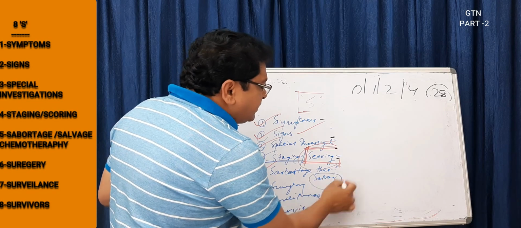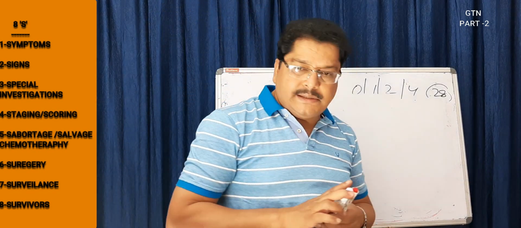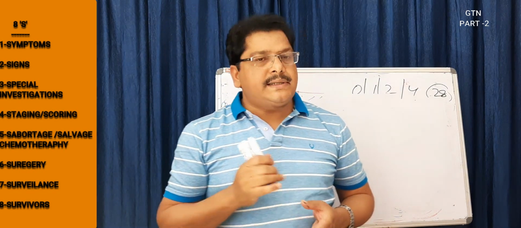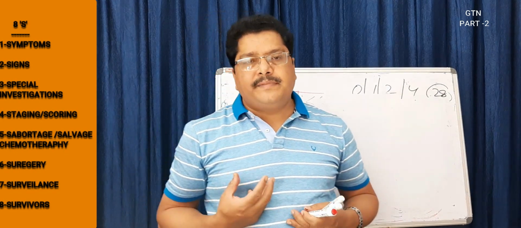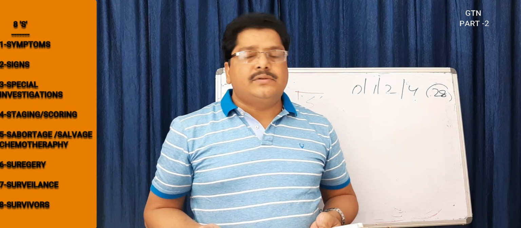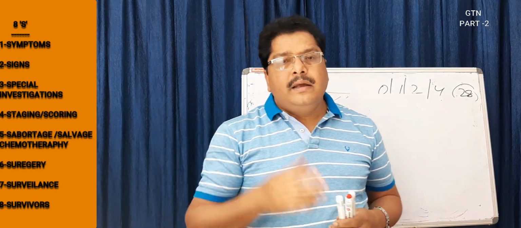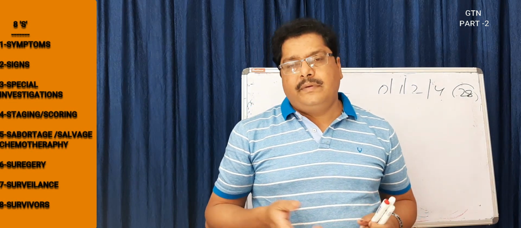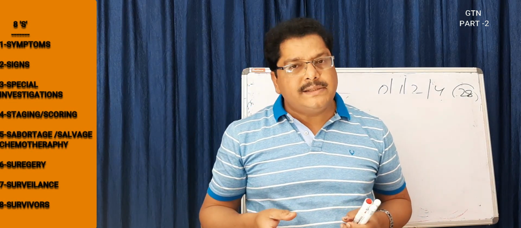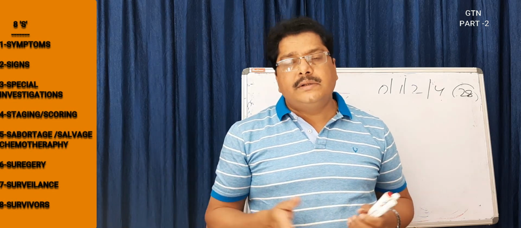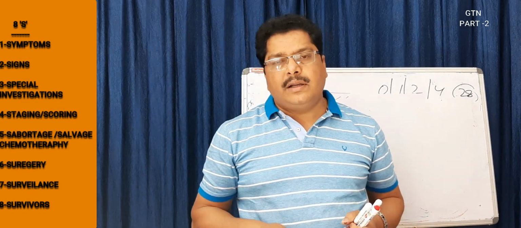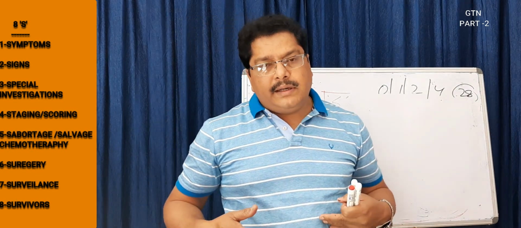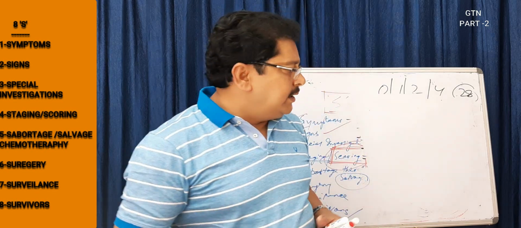Then salvage therapy, I have deliberately written salvage therapy. If there are features of metastasis, then we can go for some salvage therapy. If there is a chest lesion that is bleeding, we can go for excision of the lesion. Sometimes we can go for an intervention to block the particular artery. If there is an intracranial lesion with intracranial hemorrhage, then the neurosurgeon can go for excision, and the interventional radiologist can also block the particular artery. If the lesion is in the liver also, we can go for excision of the liver lesion, and also block the artery by the interventional radiologist.